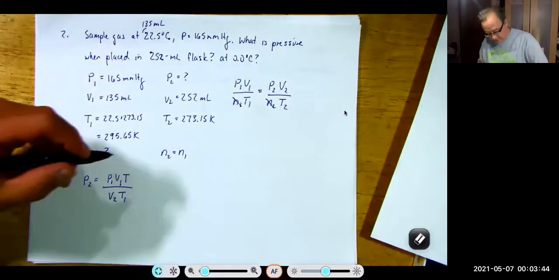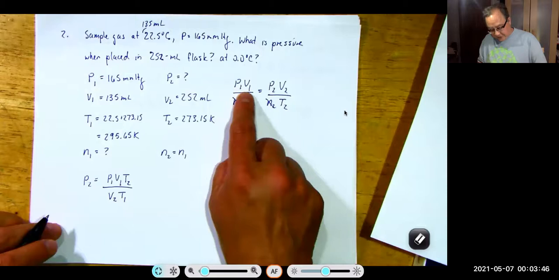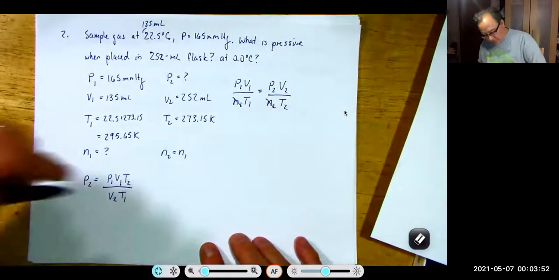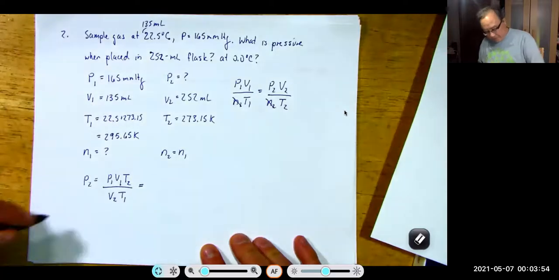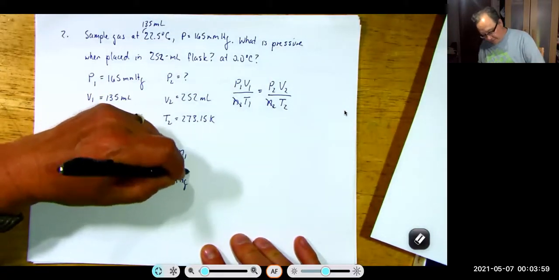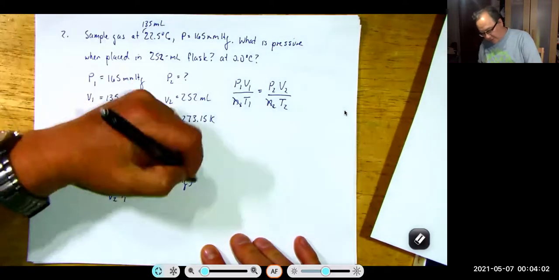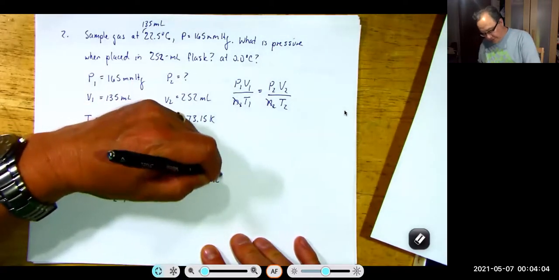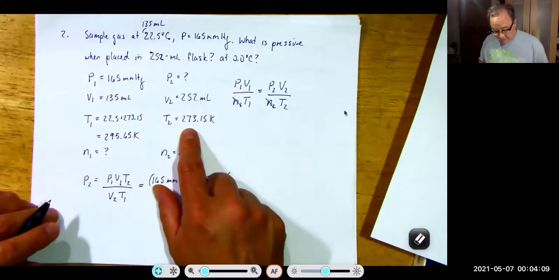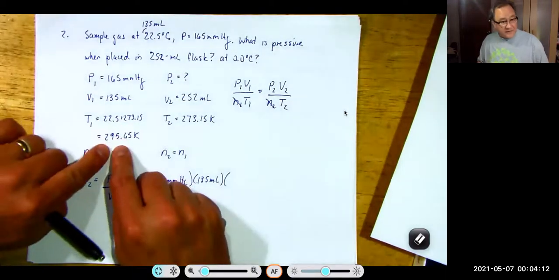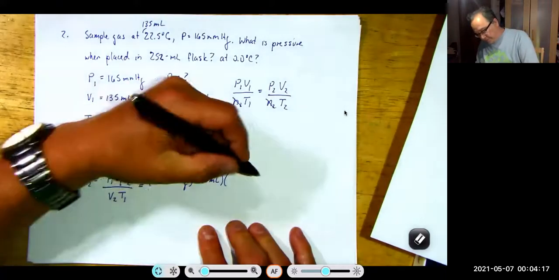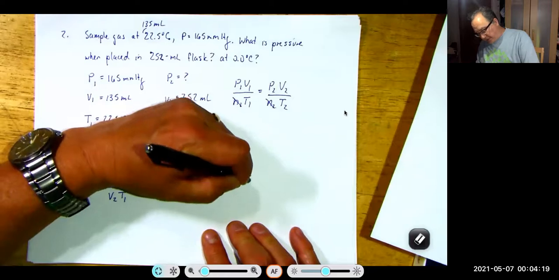Oh, and I forgot my 2 here. So P1V1 times T2 divided by V2 T1. So we plug our numbers in. P1 is 165 millimeters of mercury. V1 is 135 milliliters. And T2, you'll notice, is 273.15, not 295, because this is T2, not T1. That's where people usually make the mistake in a problem like this.